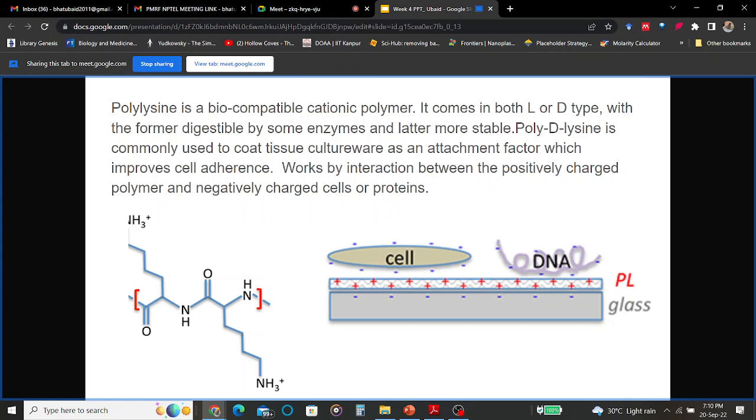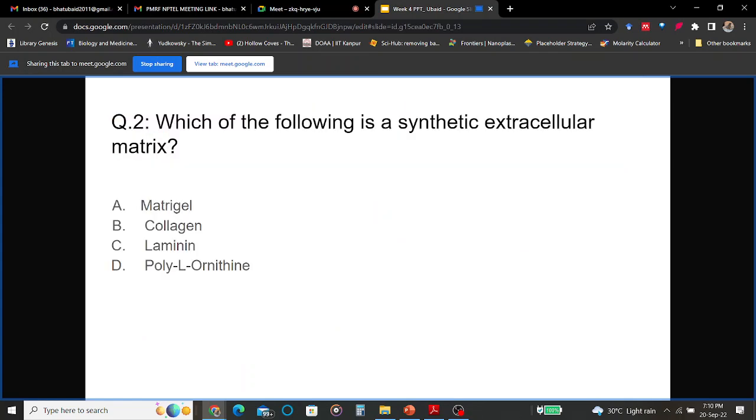Now we will move to the next question. I hope you have understood this. The next question is: which of the following is a synthetic extracellular matrix? The answers are A, Matrigel; B, collagen; C, laminin; D, poly-L-ornithine.